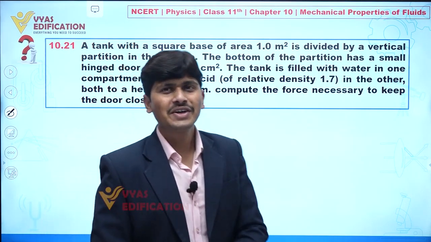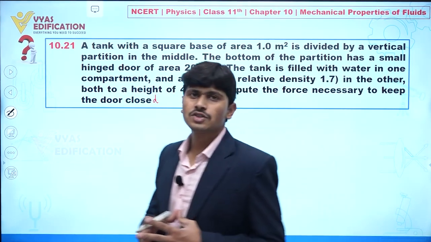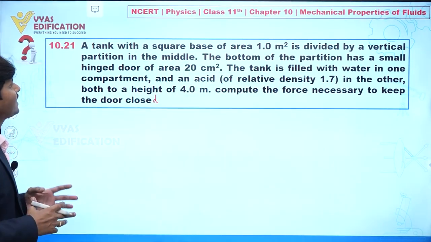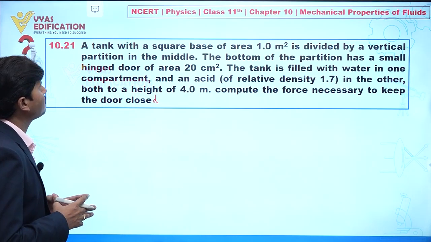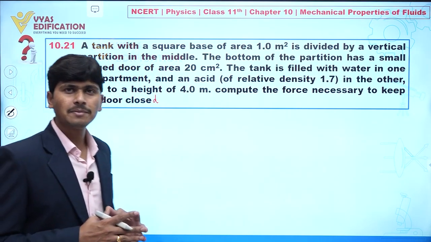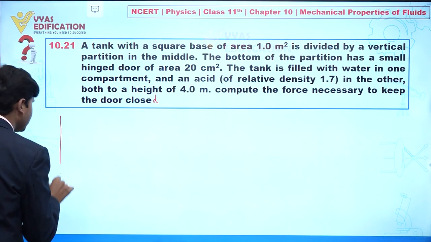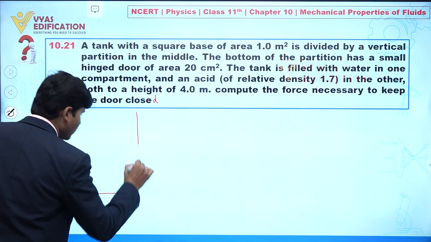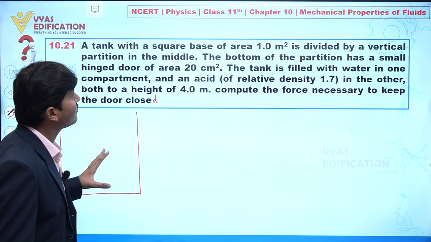Now dear student, we are going to discuss question number 10.21. In this question, a tank with a square base of area 1 meter square is divided by a vertical partition in the middle. Let's suppose this is a tank, and in this tank we have a square base.